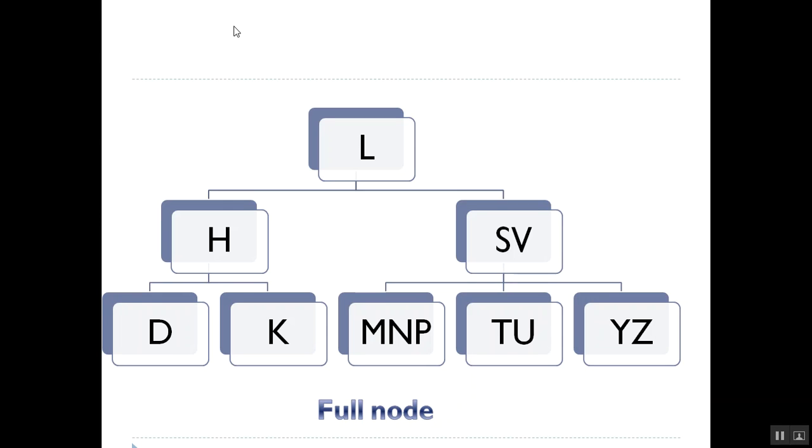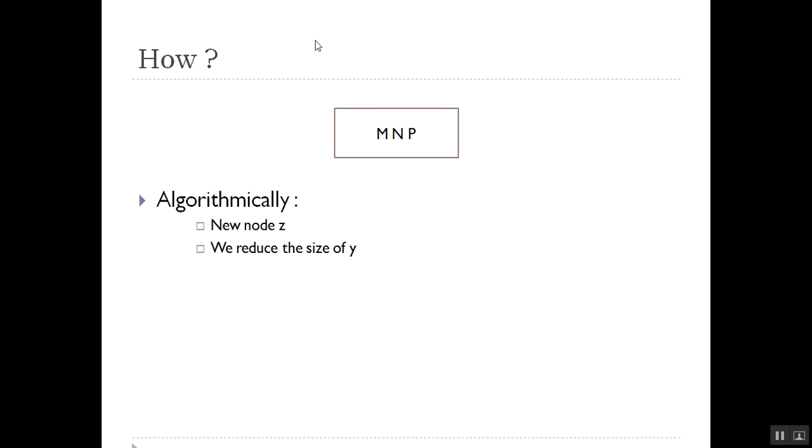So now I want to insert letter O. So O is greater than L, so we go down right. O is less than SB, so we go down left. We have to insert O in this node, but this node is already full. What will we do here? We are going to split the node M and P into 2 nodes. How is this possible? We have the node M and P and we want to split it into 2 nodes.